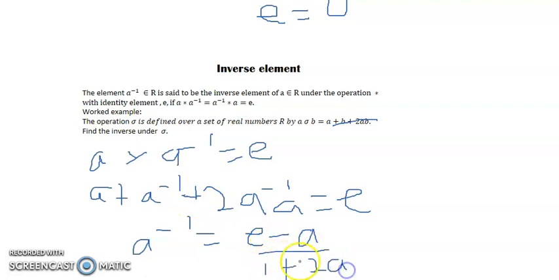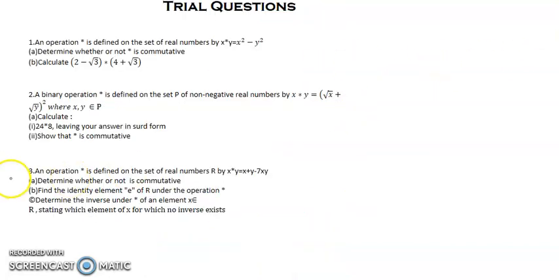So there it is. That's all for binary operations. You can have some trial questions. You try it on your own.